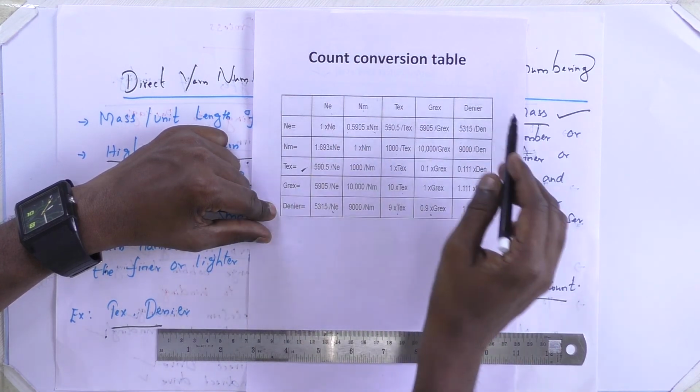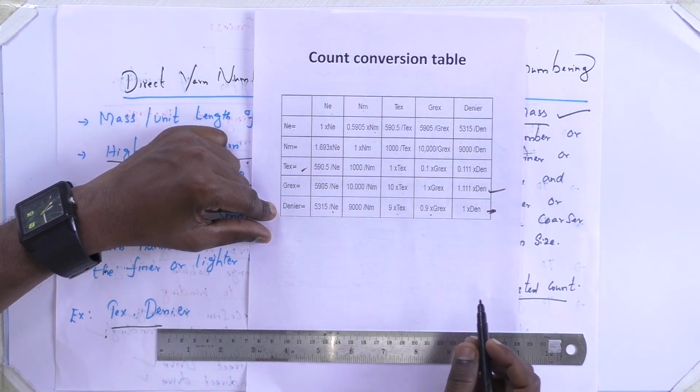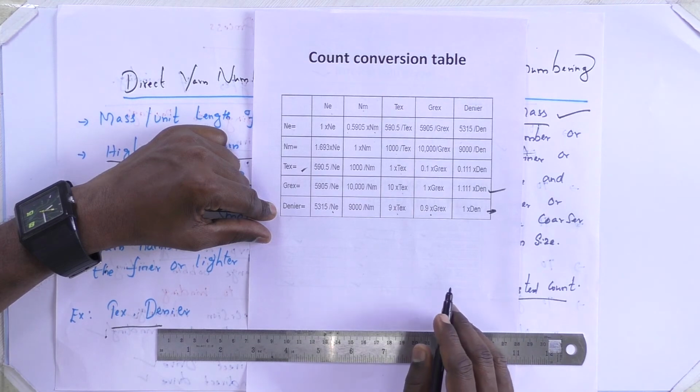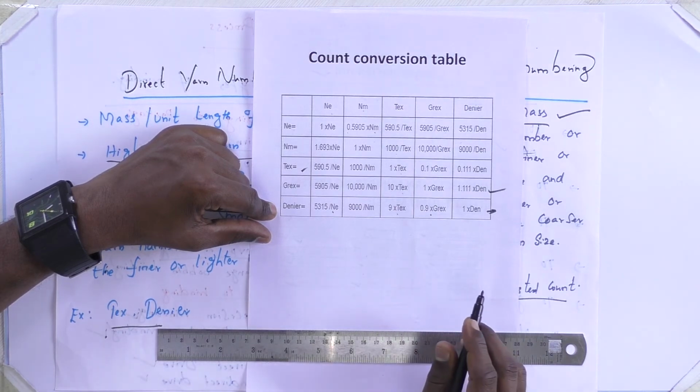These are all the conversion factors for converting one system to another system, for example, direct system to indirect system or indirect system to direct system. Conversion is possible by using this conversion table. So next topic, how to solve the problem by using this conversion table.